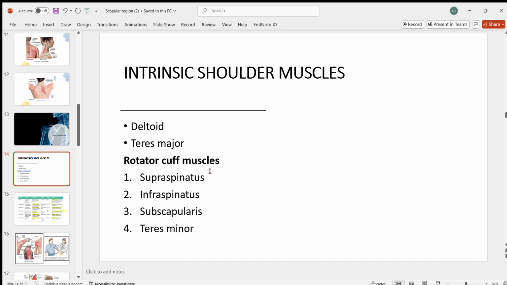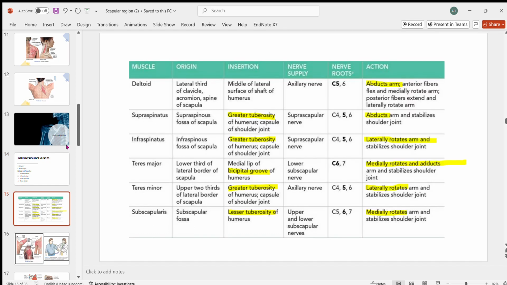They form a muscular tendinous cuff surrounding the shoulder joint, and it supports the shoulder joint, and it is deficient only on the anteroinferior side. Hence, the dislocations of the shoulder are more common here. So let's discuss the six muscles one by one.